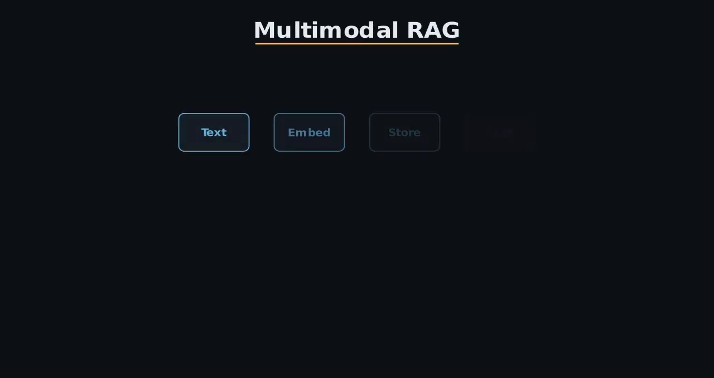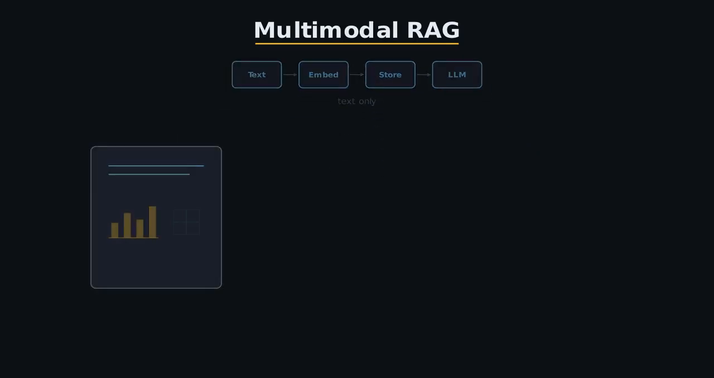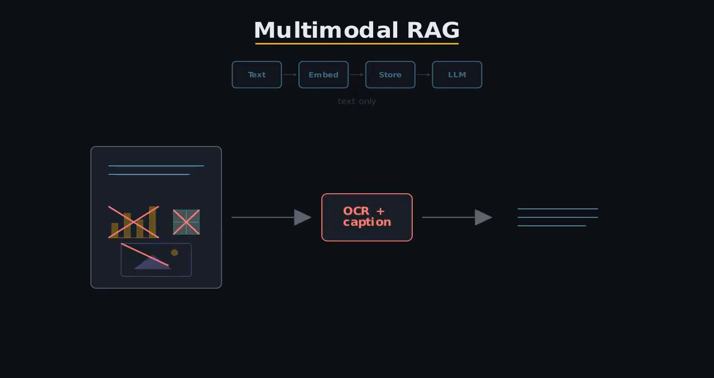Everything we've built so far has one blind spot. It only understands text. But real documents are full of things that aren't text. Photos, charts, diagrams, scanned tables, screenshots. Standard RAG either ignores these completely or runs them through OCR and captioning, a lossy process that flattens a rich chart into a few words and throws the rest away.